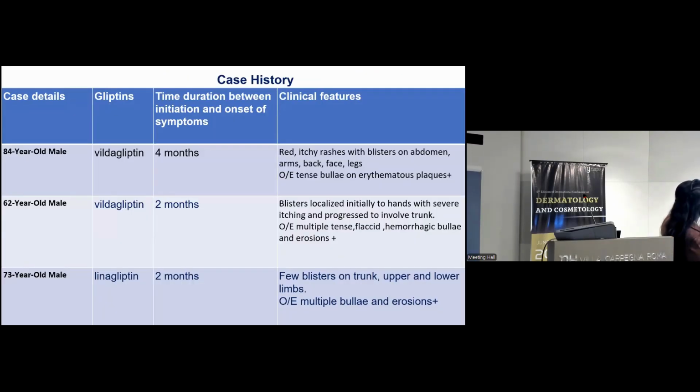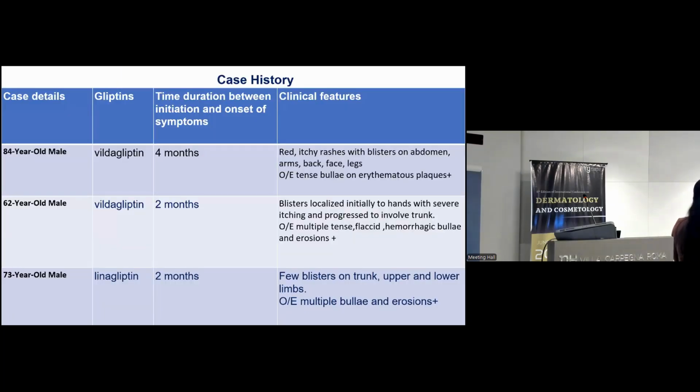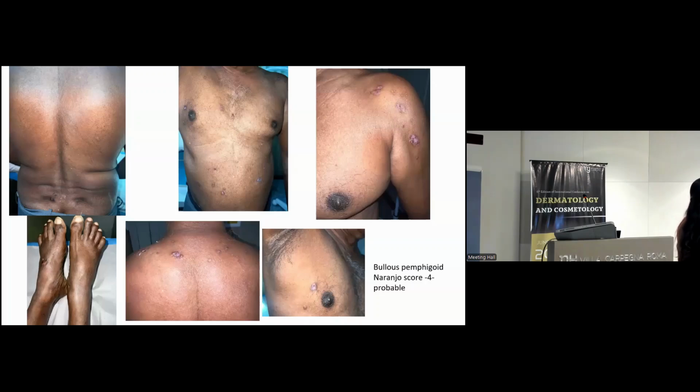And the second patient is a 62-year-old male who was on vildagliptin for 2 months. He developed localized blisters, initially on the hands, with severe itching, and progressed to involve the trunk. Here you can see hemorrhagic bullae present over the anterior and posterior aspect of the trunk. And the Naranjo score was 4, which is possible. And the third patient is a 73-year-old male who was on linagliptin for 2 months. He developed a few blisters over the trunk. And again, the Naranjo score was 4.